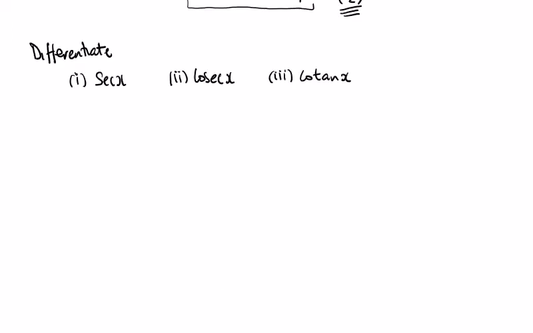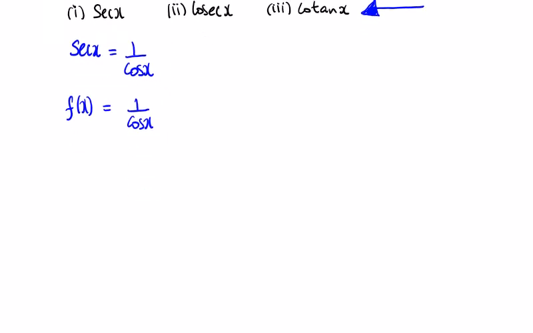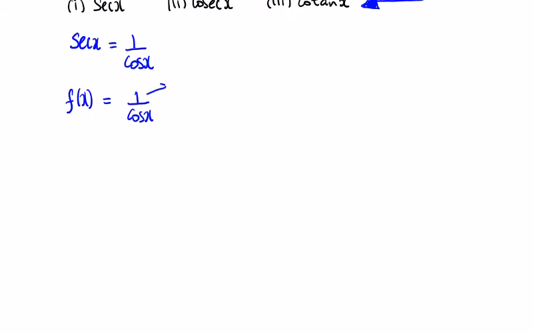If we're asked to differentiate functions like secant x, cosecant x, or cotan x, these are given to us in the tables, but not the differentiated versions of them. So what we have to do is turn them into sine or cos. And in the tables, it tells us that secant x is equal to 1 over cos x. So if f of x is equal to 1 over cos x, I could write it as cos x to the minus 1, but we're going to use the quotient rule here.